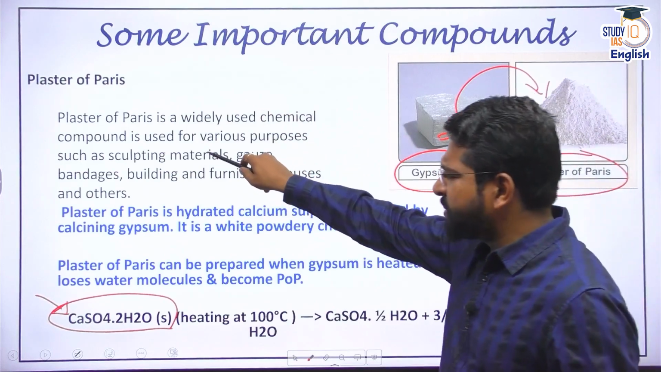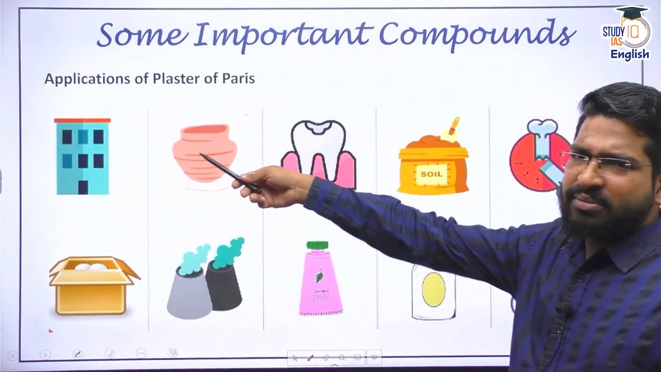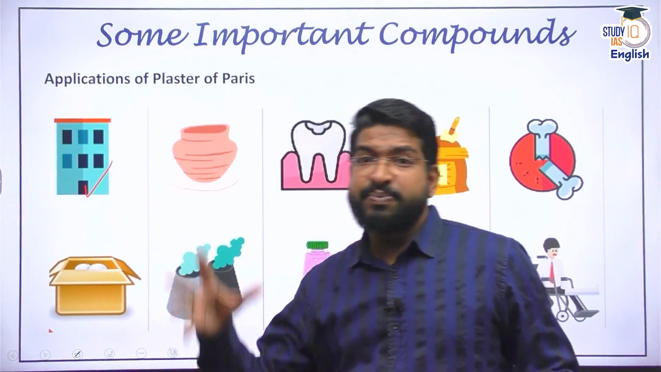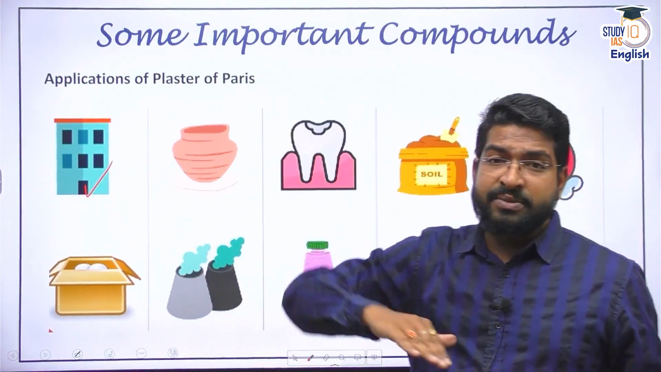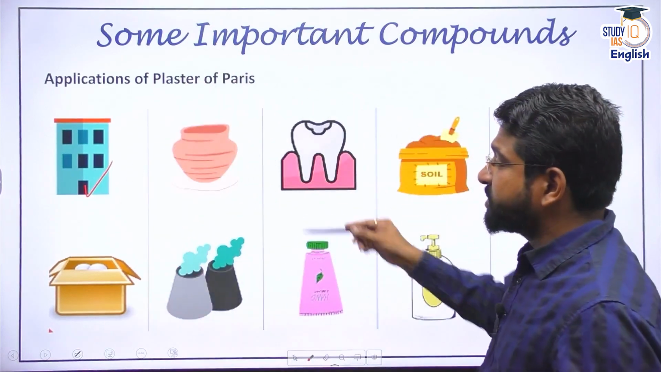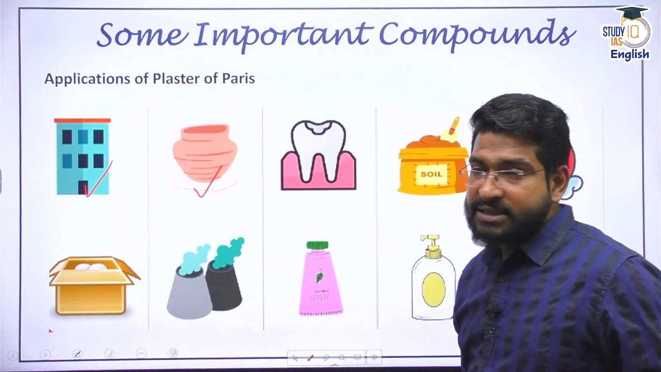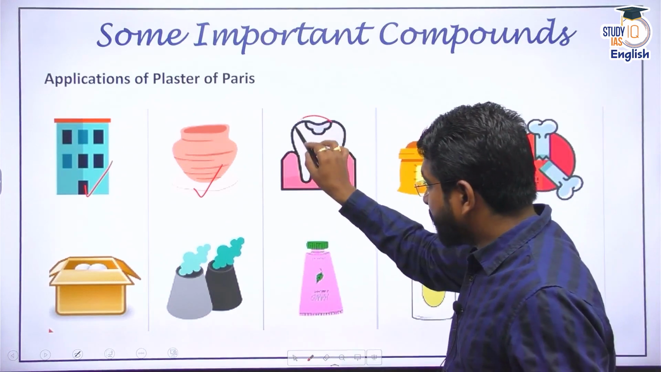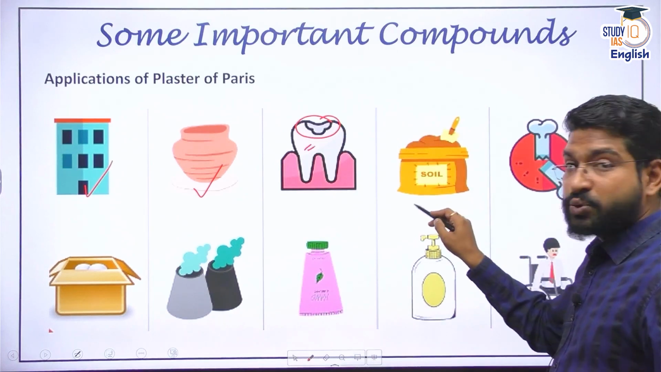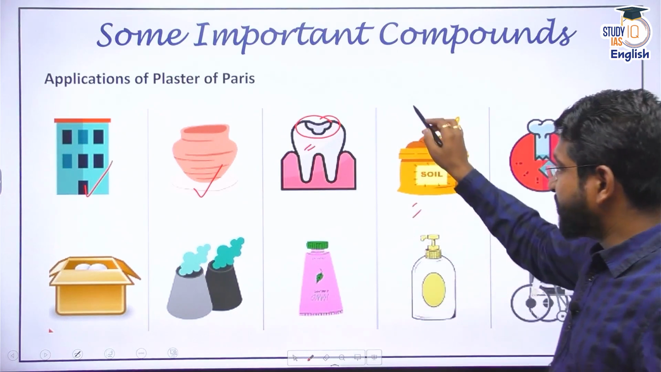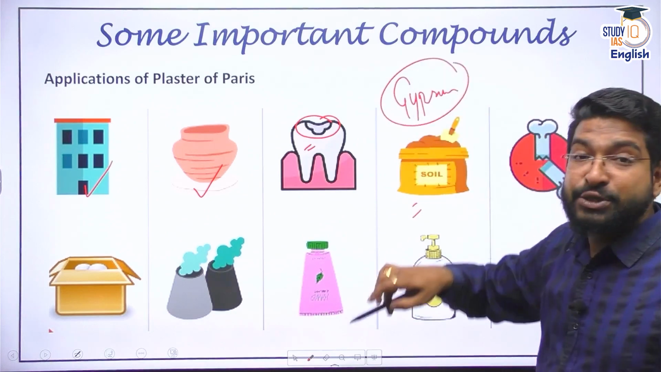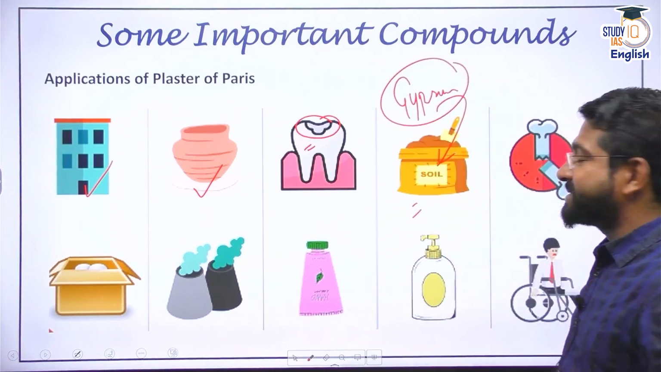It is used for sculpting materials. It is used in your house, in your construction work, right? Plaster of Paris, POP, is used for your walls, right? POP is used even for your ceilings, right? POP is used for making equipments like these. POP is used even for dental filling. It is used in soils, especially gypsum itself. Gypsum can be used in soil to reduce its acidity.